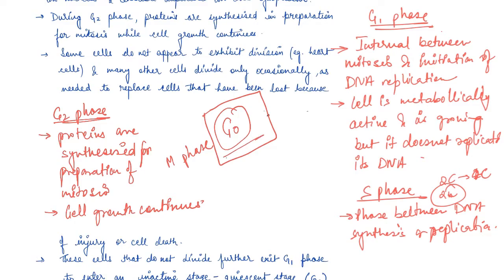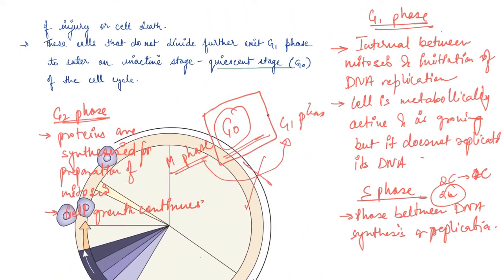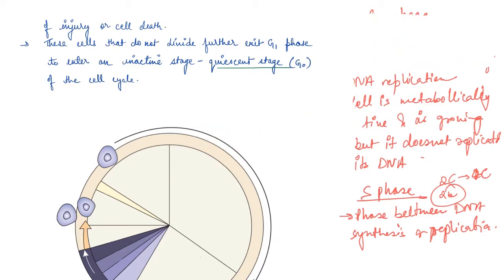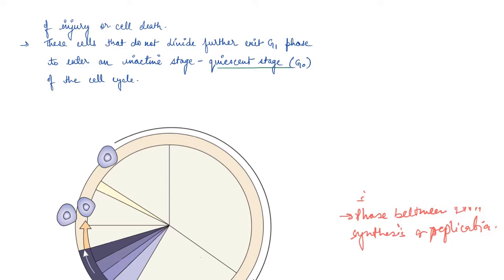Now, apart from that, for cells who do not divide in this way, who basically do not exhibit division, what happens is that after M phase, they do not go to G1 phase, right? They exit G1 phase and they enter an inactive stage, which is known as the quiescent stage of the cell cycle. So guys, I hope you would have written all these phases. What I'm going to do is explain all these phases with the help of this diagram, the circle that we have, right?